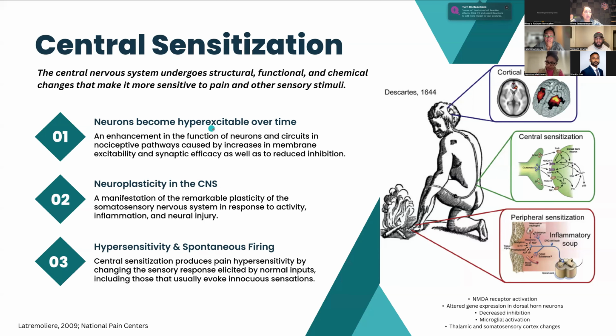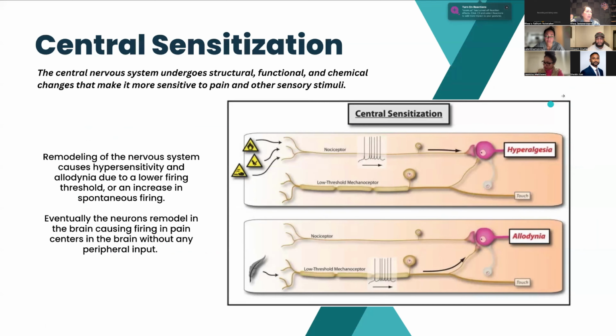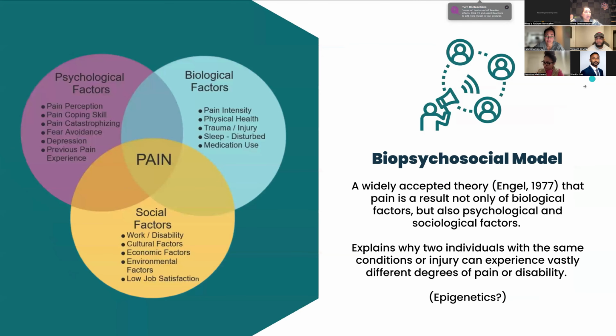They'll fire even with no input at all. Neuroplasticity, so physical changes that happen in the brain neurons, and then hypersensitivity and spontaneous firing. So those neurons will spontaneously fire without any external input. Lots of different mechanisms go into that. That's getting a little bit more into that. You can read that on your own.